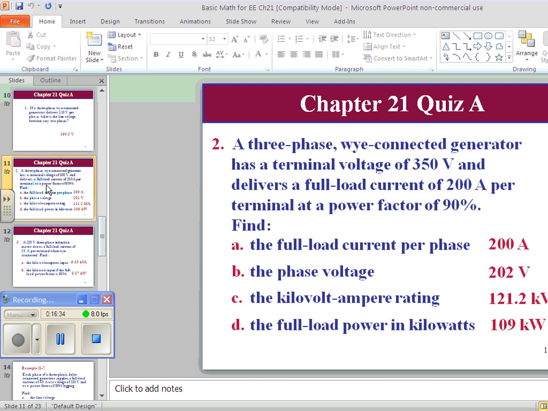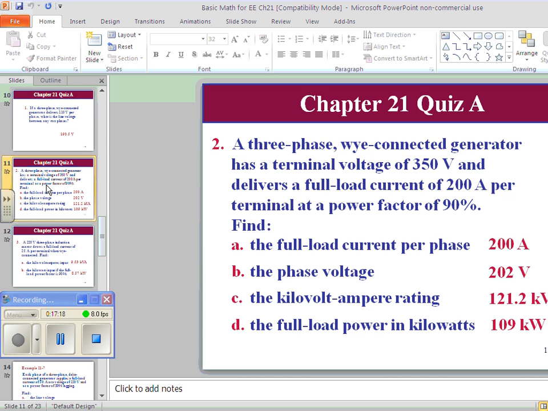It says a three-phase Y-connected generator has a terminal voltage, and we know that's line voltage, of 350 volts. It delivers a full load current of 200 amps per terminal at a power factor of 90%. Find the full load current per phase. Okay, how would we find the full load current per phase? We want the phase voltage divided by, no? It says the full load current of 200 amps per terminal at 90%.